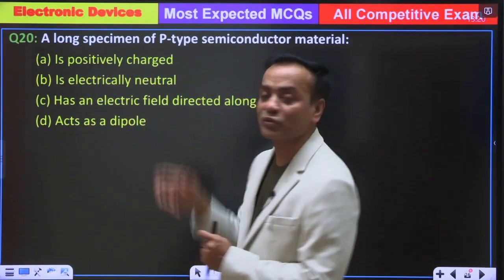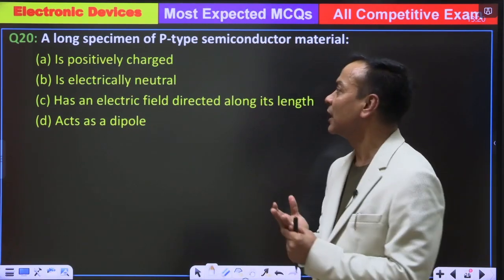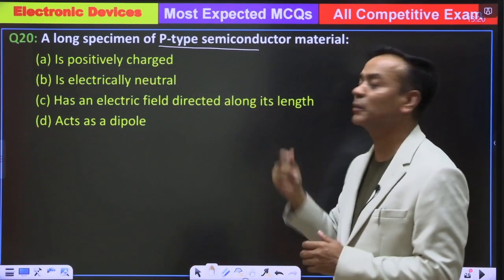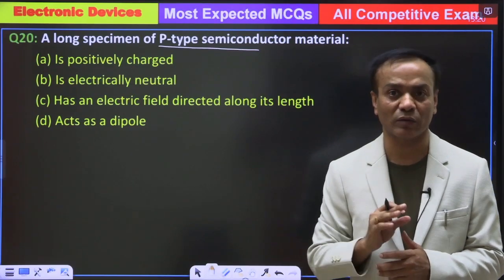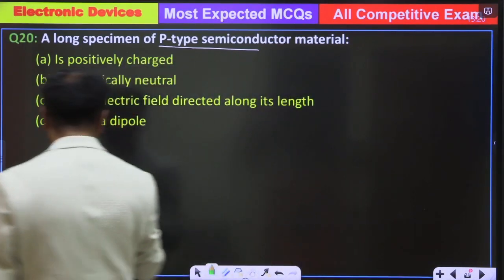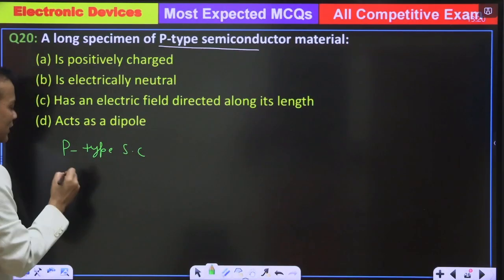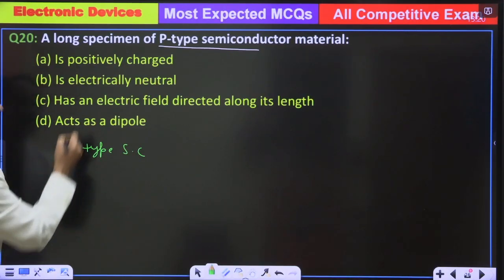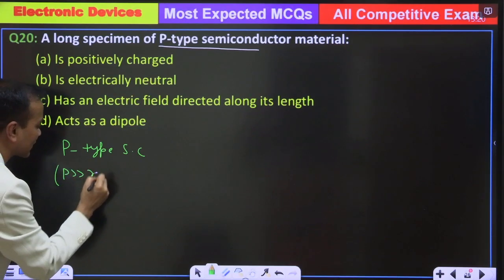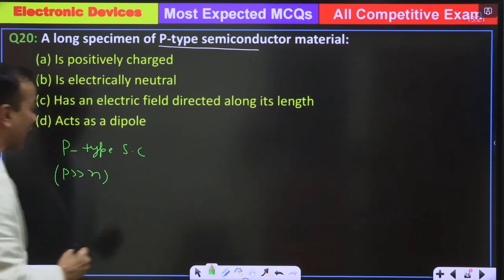And in these kind of questions, most of the time, students make a mistake. What is the mistake? If it is mentioned P type of semiconductor, they understand that this will be positively charged. It is completely wrong. Just look at it. For P type semiconductor, the majority charge carrier is holes. They did not ask about those holes. So here, P is much greater than N, and electron is the minority charge carrier here.